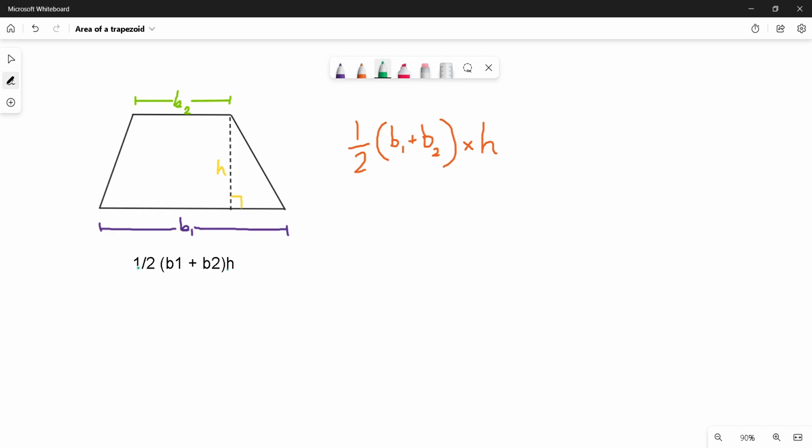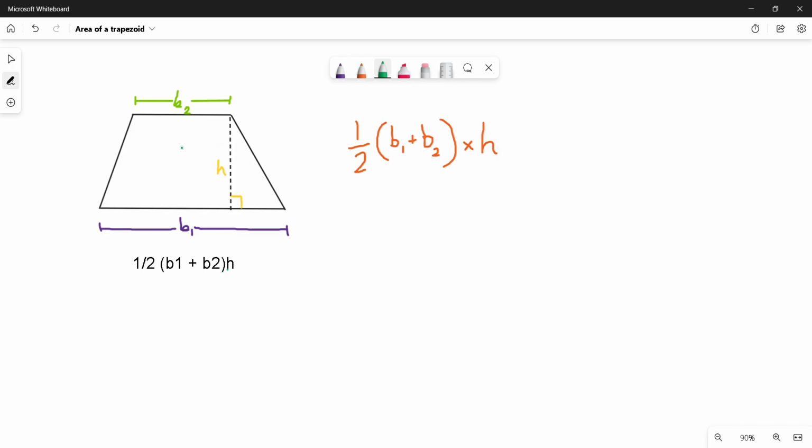It says that if we multiply half of the sum of base 1 and base 2 to the height of a trapezium, we get its area. In other words, if we take the average of the lengths of the two parallel sides of a trapezium and multiply it with the height, we get its area.